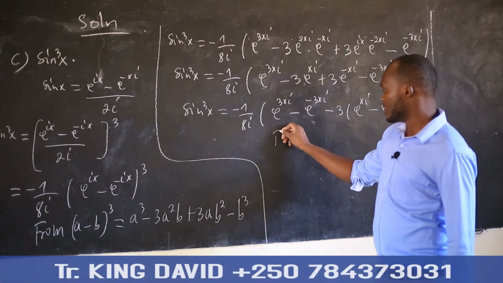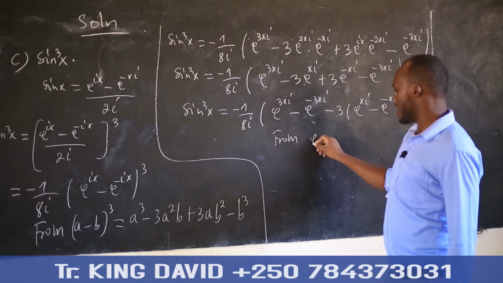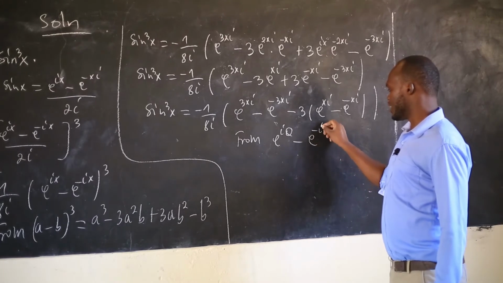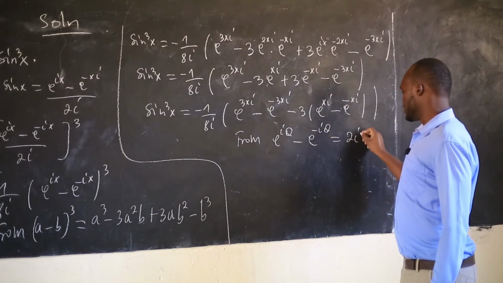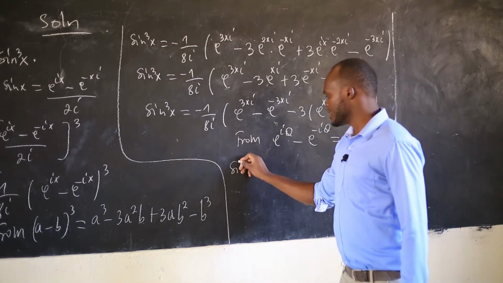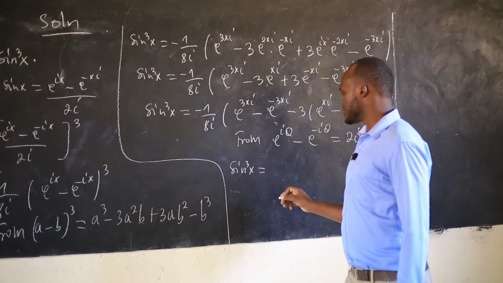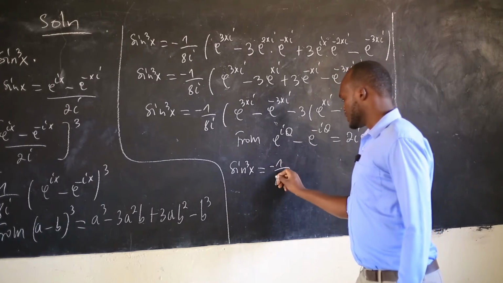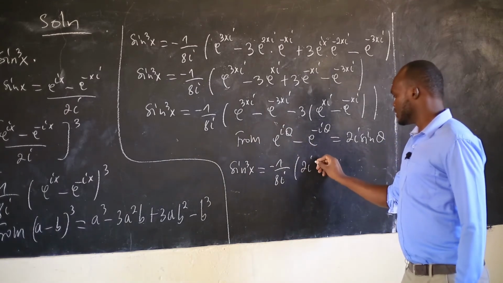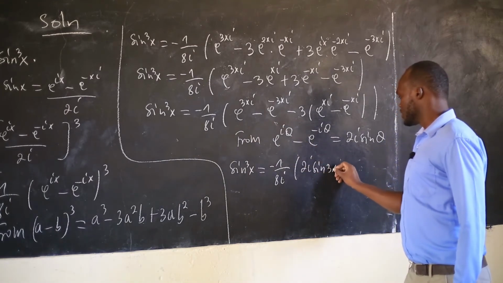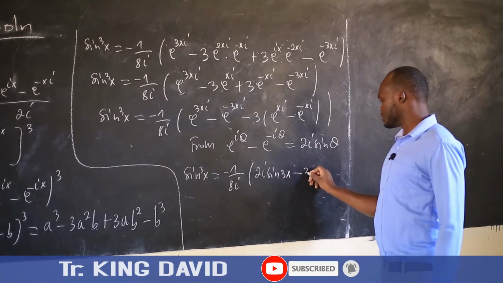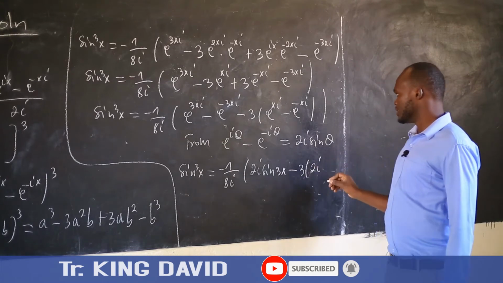Remember, when you have e power i angle minus e power negative i angle, the answer is 2i sine angle. So meaning that sine power 3x is the same as negative 1 over 8 into bracket. This is 2i sine 3x minus 3 into bracket, 2i sine x.